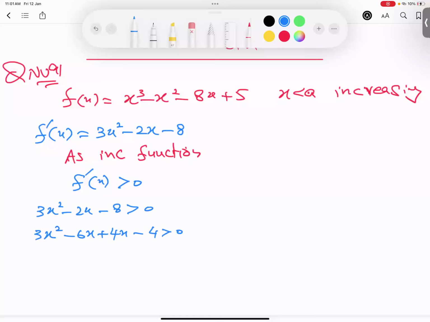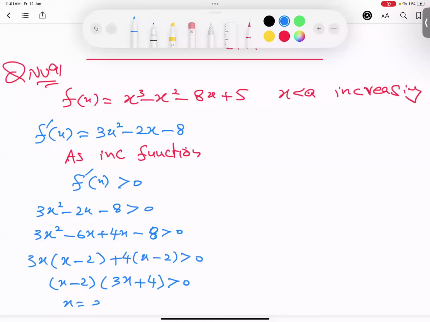You can go for the quadratic formula or factorization, both are okay. Wait a minute, this 8, by mistake I wrote 4 by mistake. Okay, plus 4 common, I get x minus 2. I got the factorization done, 3x plus 4. I got two answers from here: one is 2 and one is negative 4 over 3.